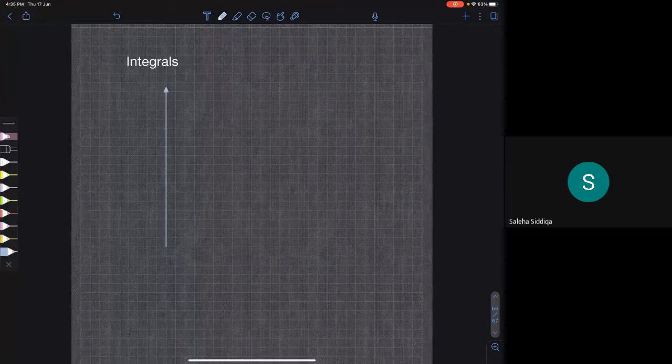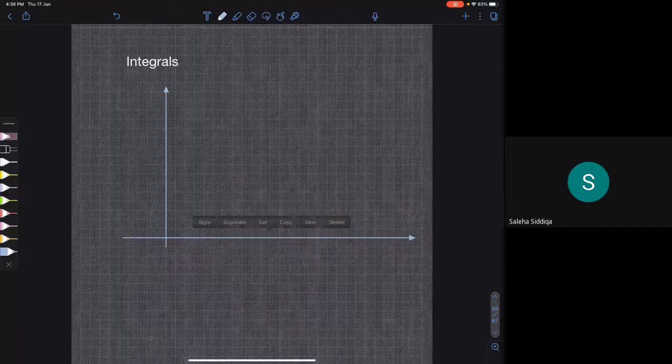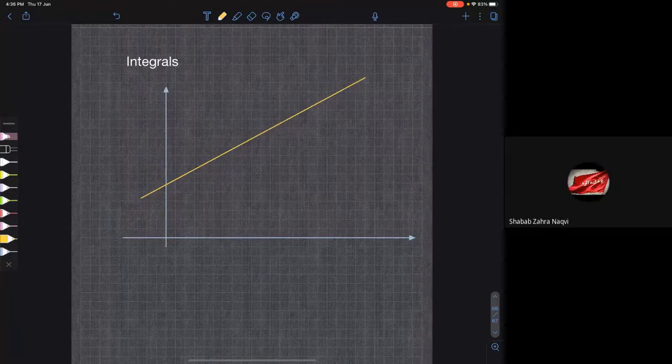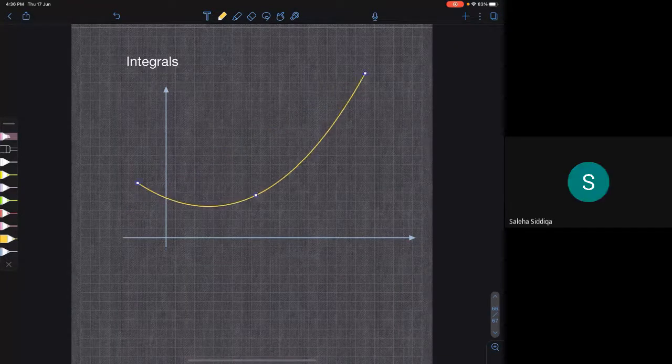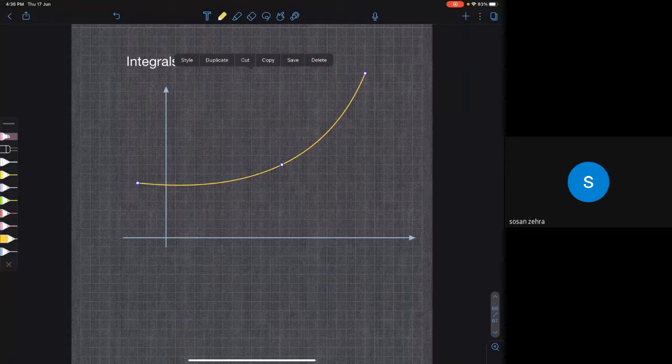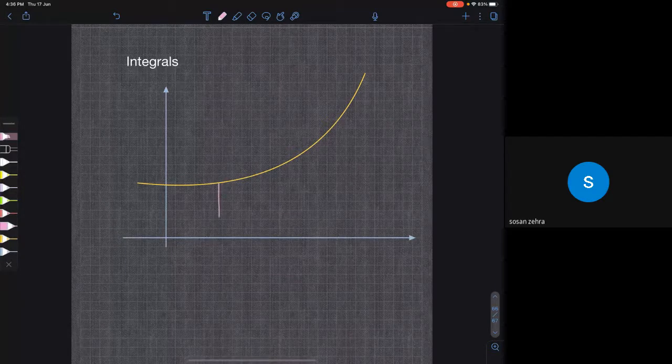Now, suppose you have any function. You already know what derivatives are, right? What are derivatives? Slope. Derivatives are nothing but slope. Clear? Now, what integrals are, I will explain to you. I'll tell you how to do the integral, but I'll not give you the proof now. First we'll get familiar with what integrals are, and slowly I'll give you the proof.